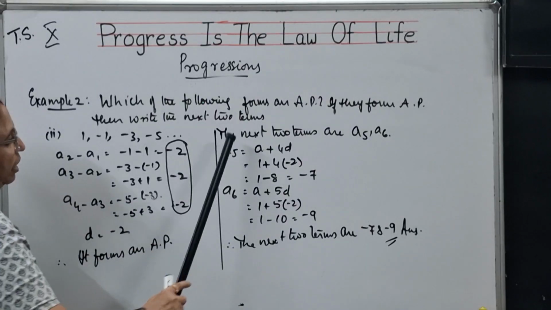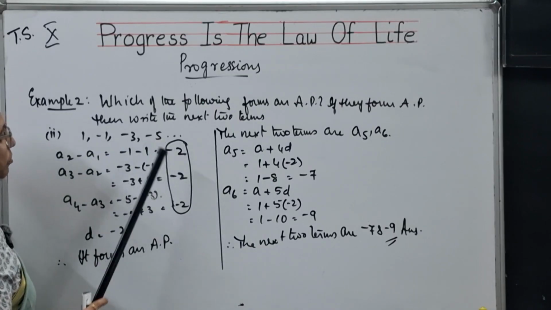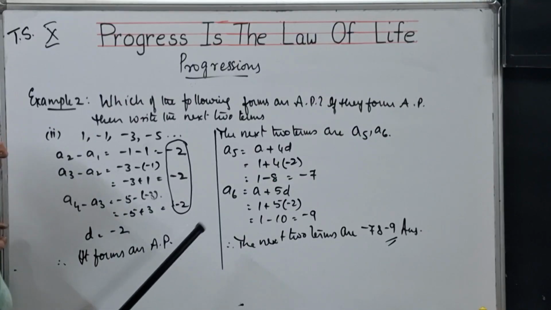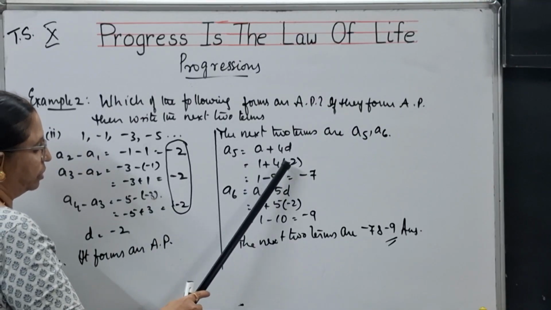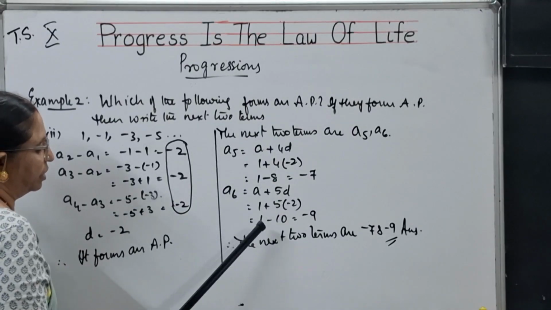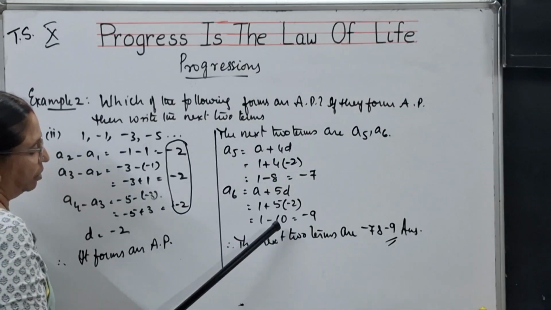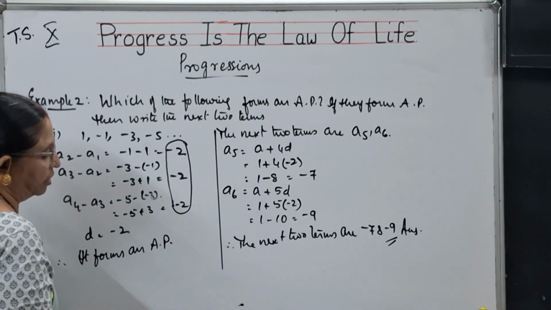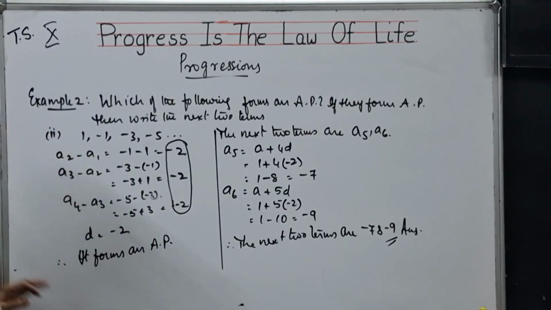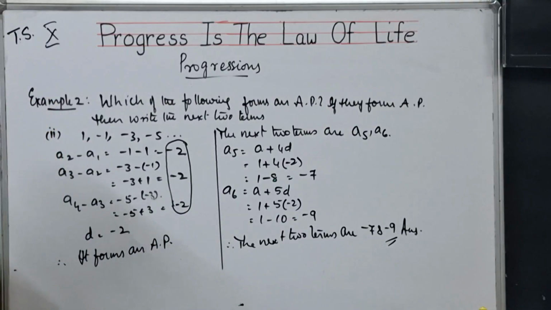If it forms AP, they are asking to find the next two terms. So this is 1, 2, 3, 4 terms. Next two terms are 5 and 6. A5 is A plus 4D. So A plus 4 into D, which is minus 2. I got the answer. A6 is A plus 5D. A plus 5 into minus 2, that is 1 plus minus 10, that is minus 9. So minus 7 and minus 9 are the answers for this bit, children. Please note it down.